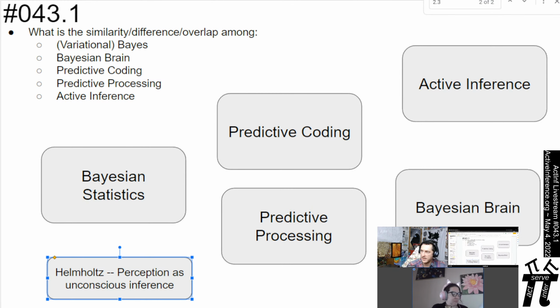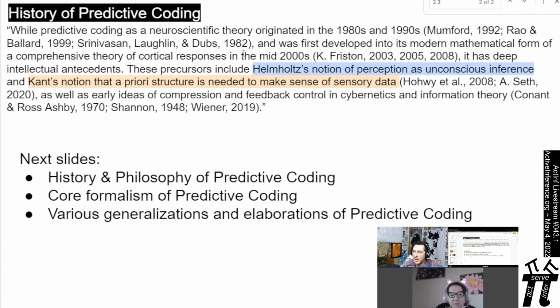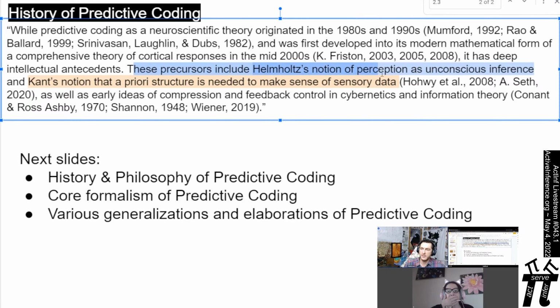Okay, and again, kind of calling back to the dot zero, the two qualitative philosophical ideas that the authors invoke and that Maria helped us unpack were Helmholtz's notion of perception as unconscious inference and Kant's notion that a priori, or beforehand, structure, like prior structure, is needed to make sense of sensory data.